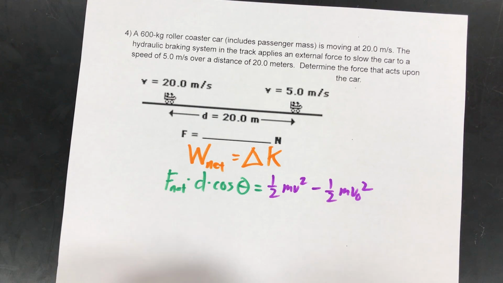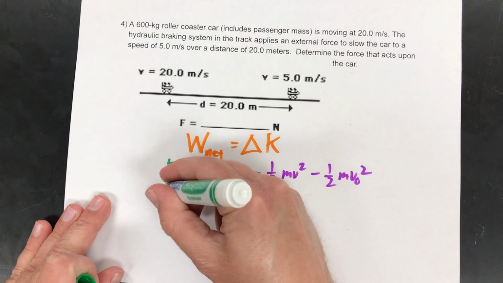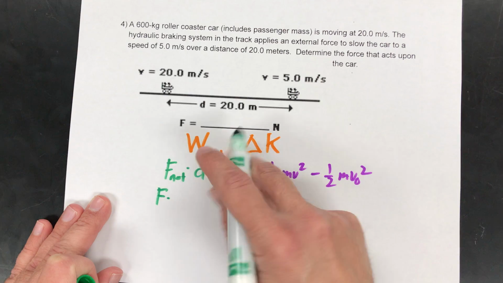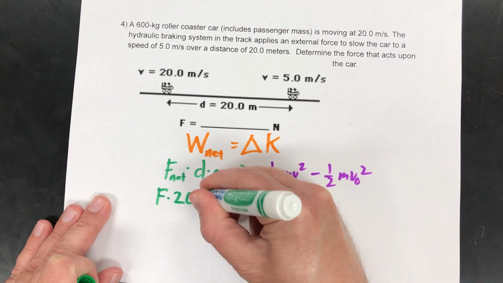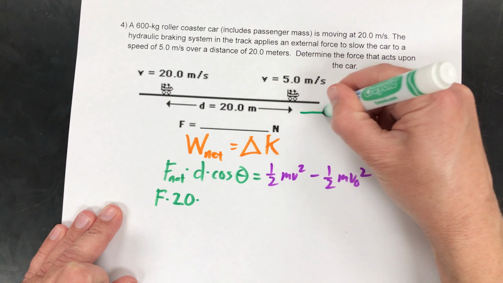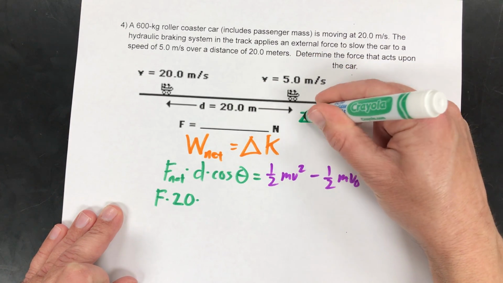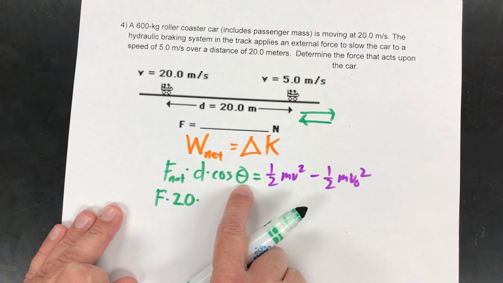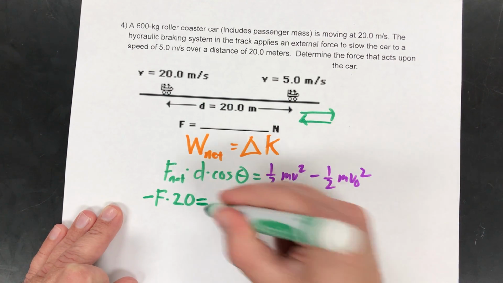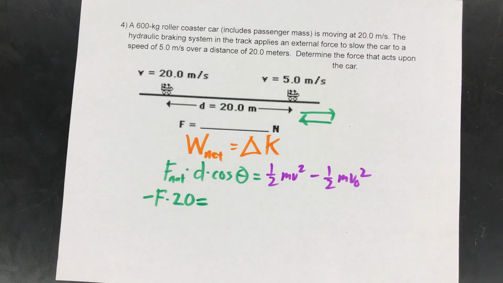So now we can start to plug in for pretty much everything in here. The force is what we're looking for. And there's only one force, it's the force of friction, so I'll just write it as F. The distance is 20 meters. The cosine of the angle, since we are moving this way, but the force of friction will be back this way, it will be 180 degrees. And cosine of 180 degrees is -1, so I'll just write that. So negative F times 20.